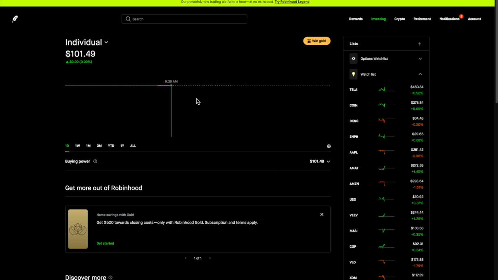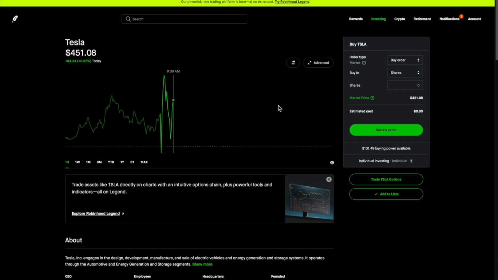Option chain on Robinhood. So we're on our home page. You can see we have our watch list over here. We're just going to take our first stock on the watch list, which is Tesla. And once we click on it, it's going to open it up. The market's open, so you can see Tesla's moving. Here's our order ticket where we buy the shares. Robinhood makes it very easy. Right underneath, you can see it says Trade Tesla Options. So we're going to click on that.